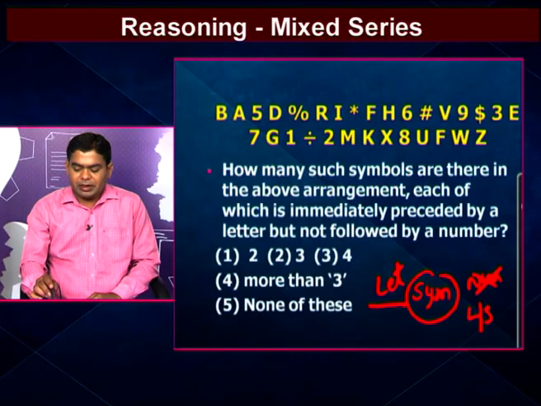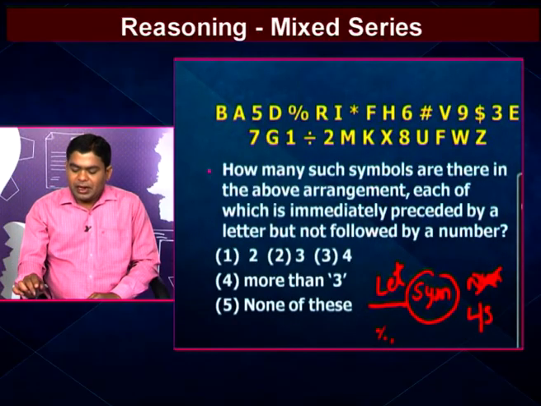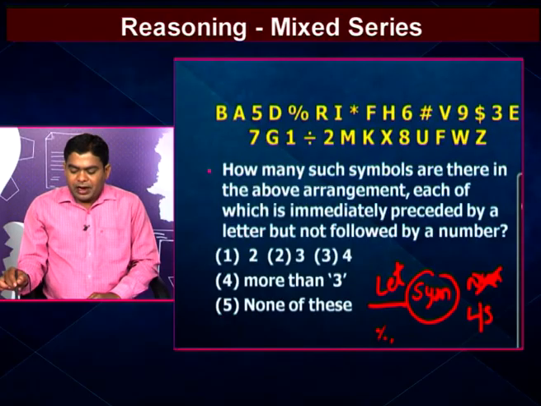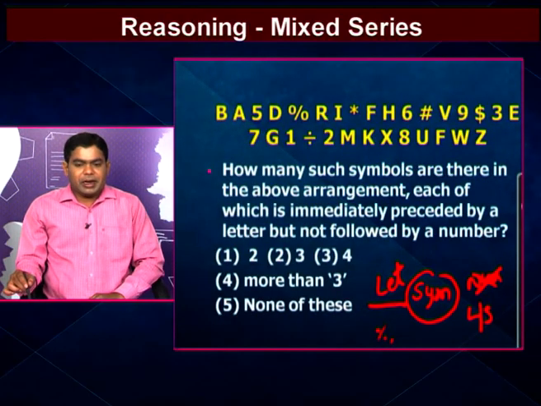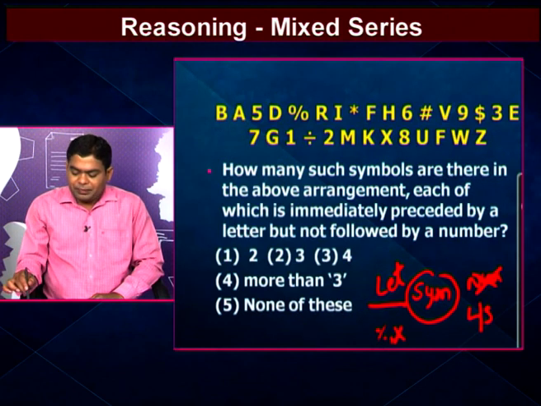So we go to the symbol. That symbol has a letter on the left side and a letter on the right side, and it is not followed by a number, that's why we count it. So percentage is one symbol that satisfies the given condition. After that we go to the next symbol, that one is star. Here by observation, star is preceded by a letter and followed by a letter. According to our condition, the symbol must be preceded by a letter but not followed by a number, meaning followed by either a letter or a symbol. So star satisfies the given condition. That means at present two symbols are there.